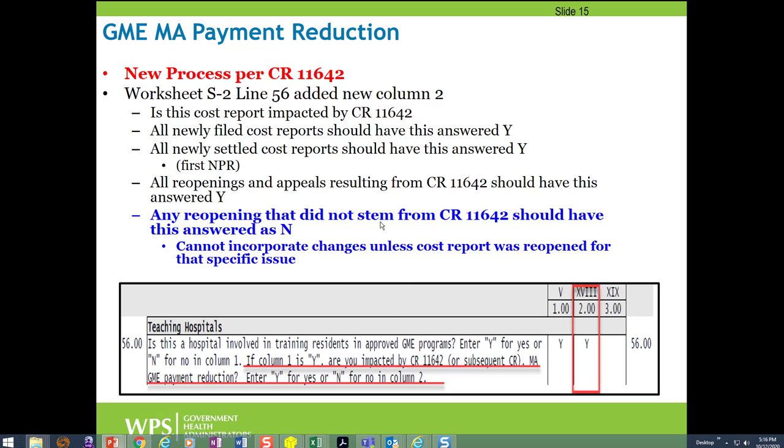However, if you have some other reopening that's beyond 3 years, so it can't be reopened for this one issue, but maybe it's still outstanding for some other issue, that will have to be left at no, because that payment reduction, the change to it, will not flow through. There's no impact of CR 11642 that will automatically flow through.